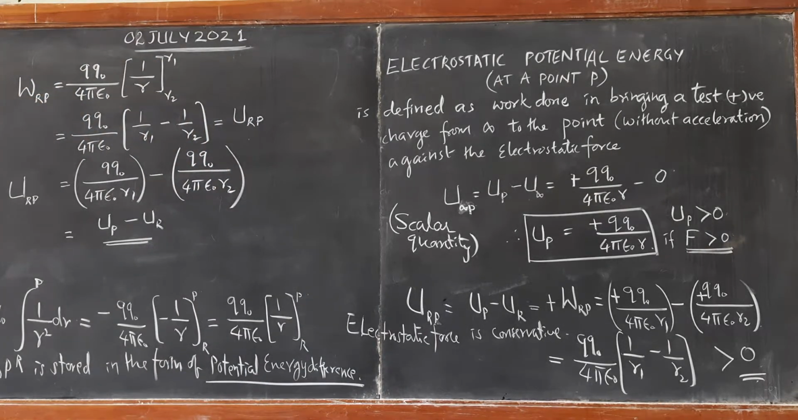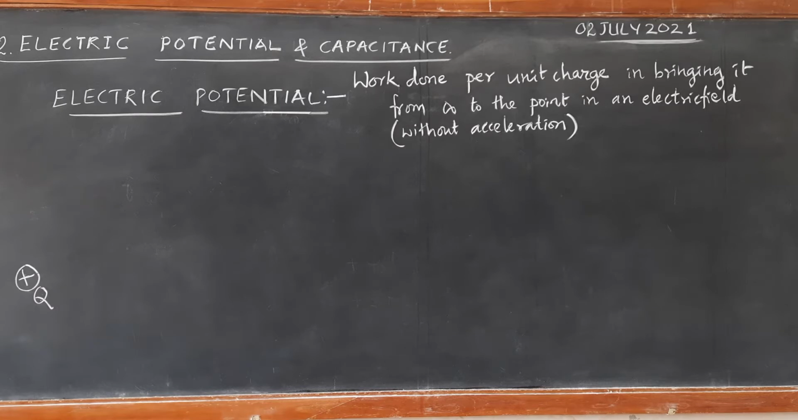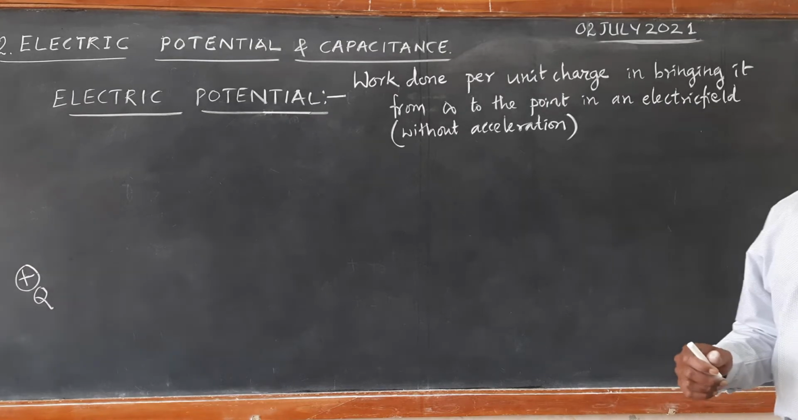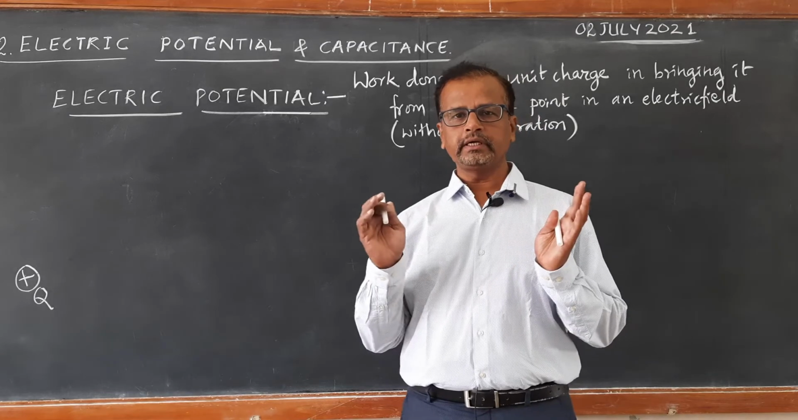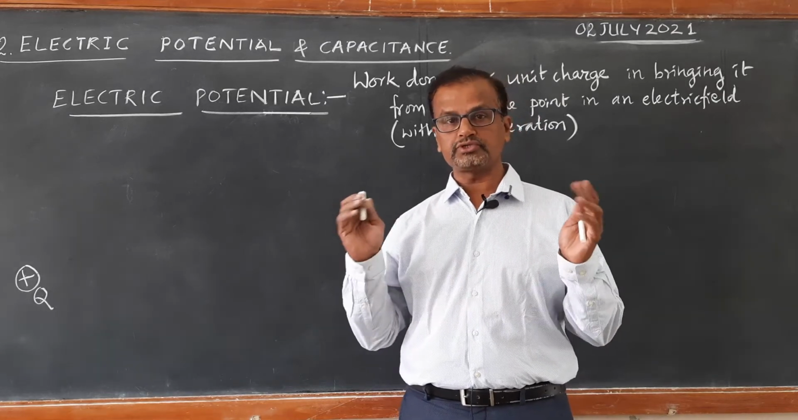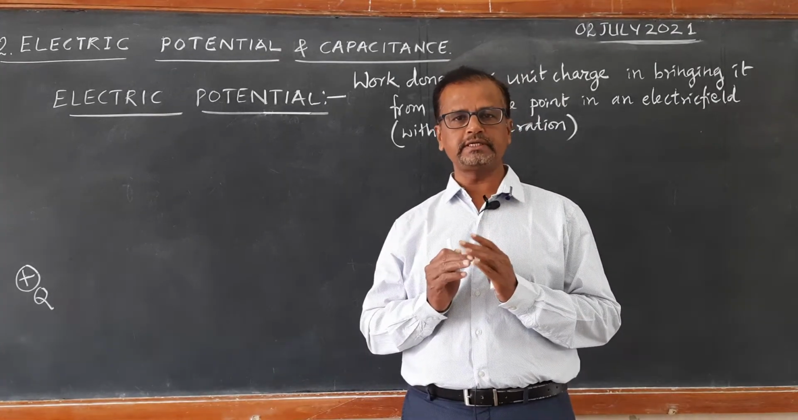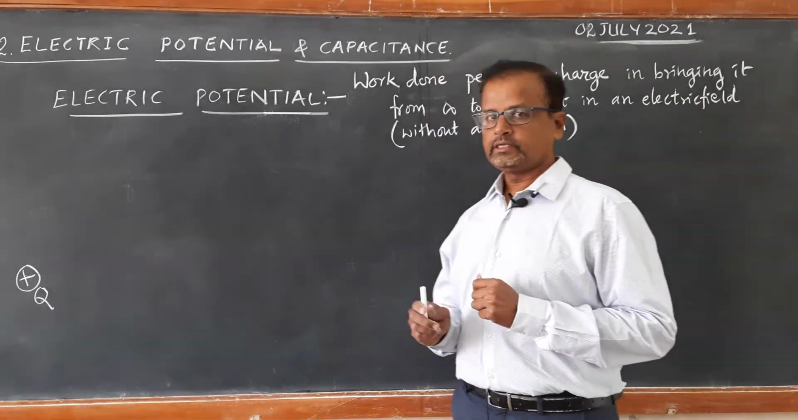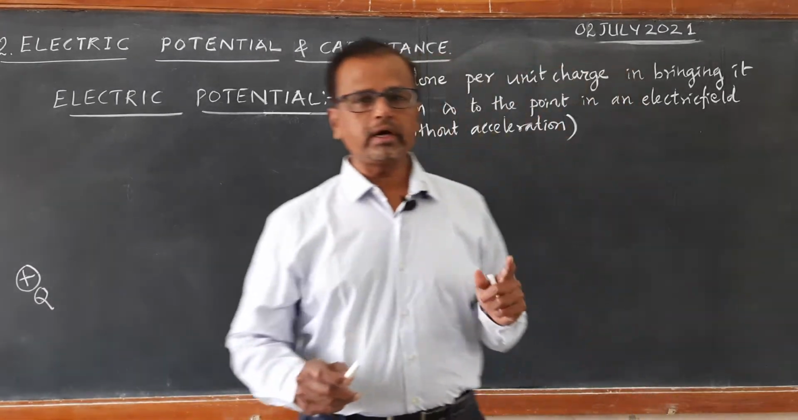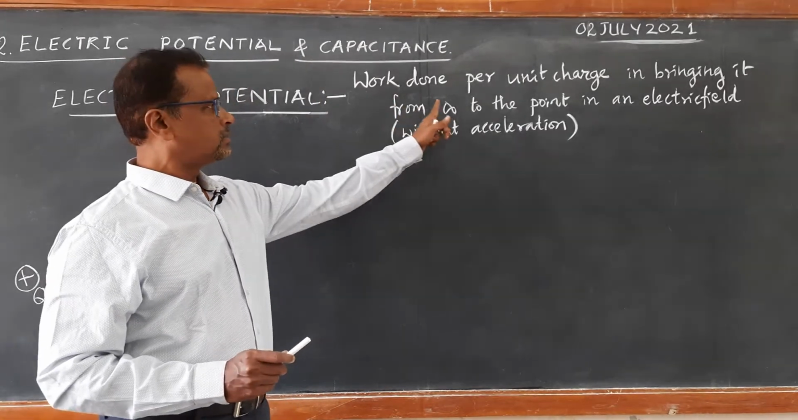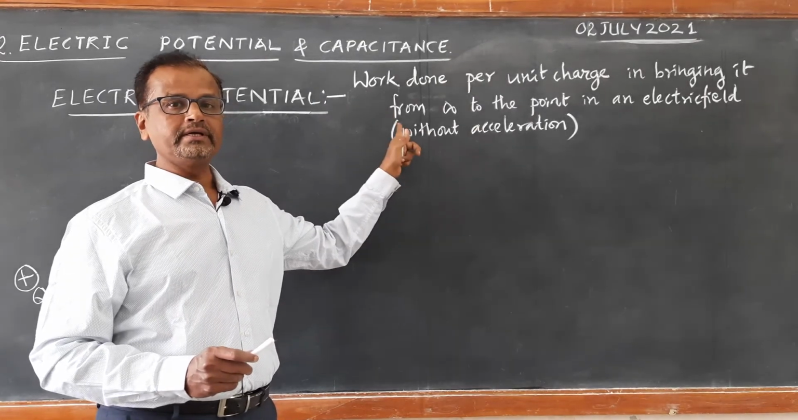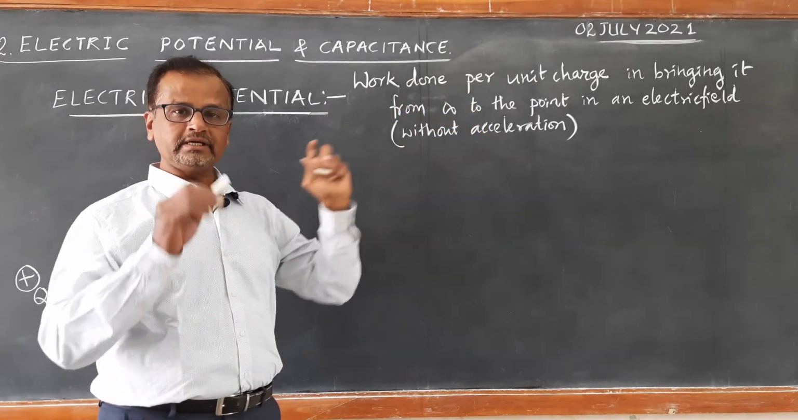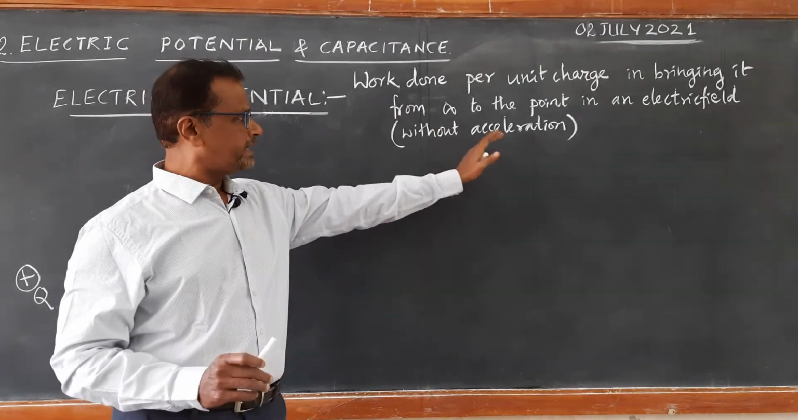Electric potential. Now, we are learning a very important quantity, that is, what is electric potential. Electric potential is again defining the space, the electric field, the source charge. It speaks about the source charge. It is a characteristic of the source charge. See here, it is defined as work done per unit charge in bringing it from infinity to the point under consideration in the given electric field without any acceleration.